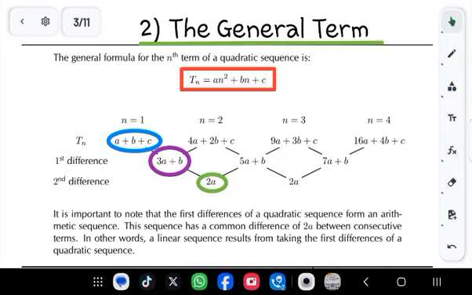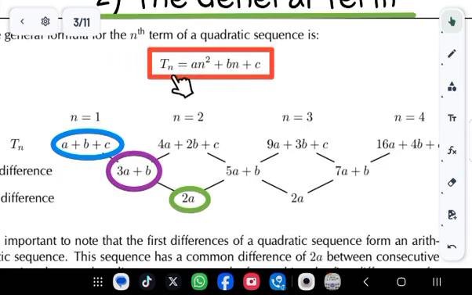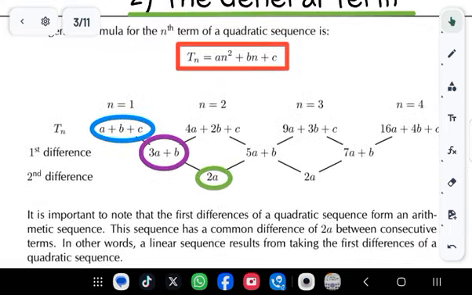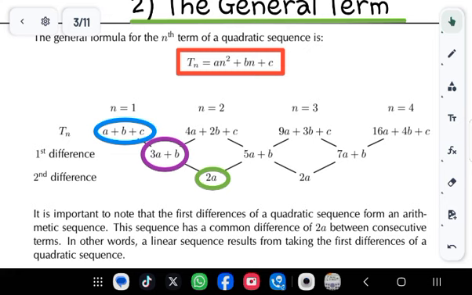We've got two levels of general term for a quadratic sequence. The first level is Tn equals an squared plus bn plus c. This is what I call the general term. And then you've got the second level of general terms, which is specific to a term number. For term 1, that will be a plus b plus c. And the general term for term 2 is 4a plus 2b plus c, and so on and so forth. That is the first level of your sequence.